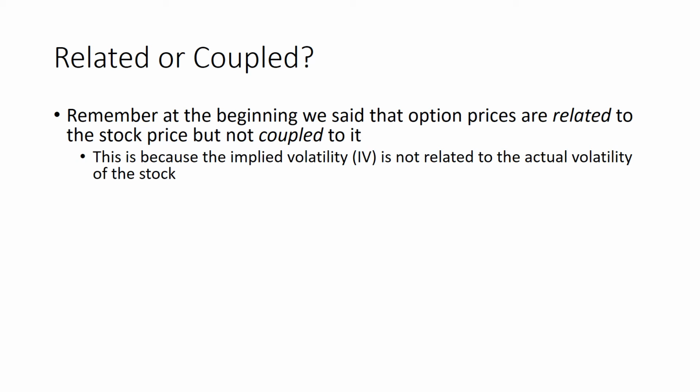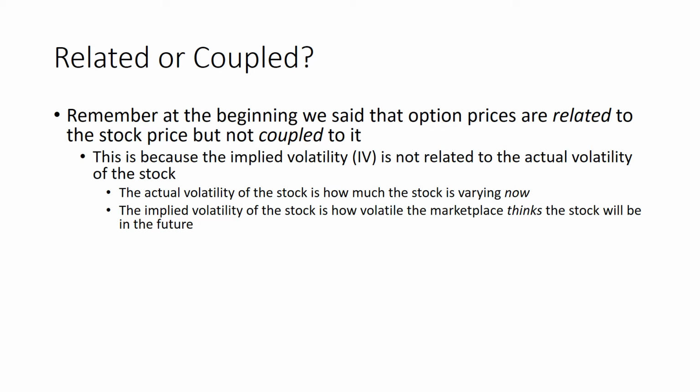This is because the implied volatility is not related to the actual volatility of the stock. The actual volatility of the stock is how much the stock is varying now, but the implied volatility of the stock is how volatile the marketplace thinks that the stock will be in the future.